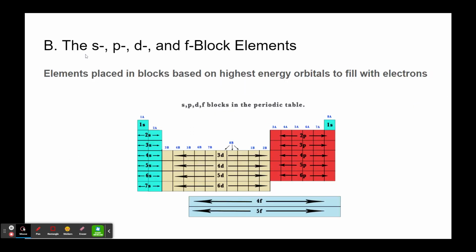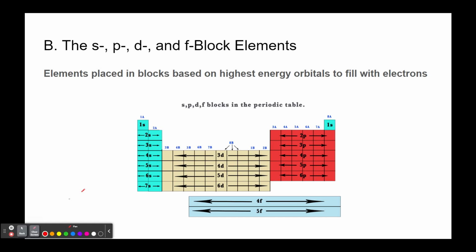All right, so now we're going to talk about the S, P, D, and F block elements. So elements are placed in blocks based on the highest energy orbitals to fill with electrons. So for example, the elements in groups 3A through 8A, excluding helium, are going to have these particular p orbitals be the highest energy orbitals that are going to fill with electrons.